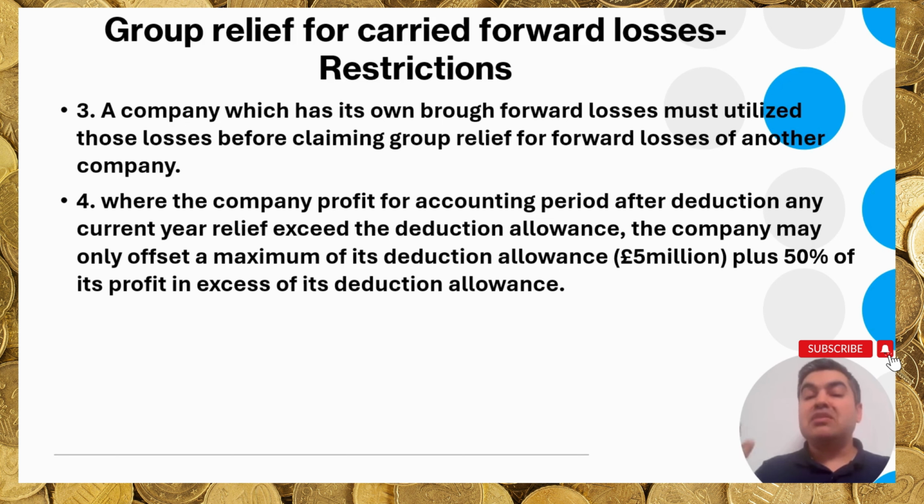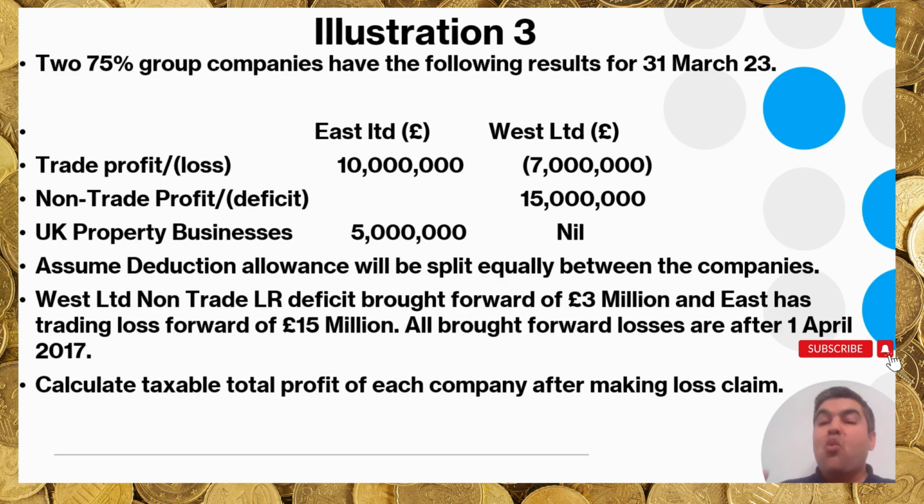You need to remember, so there's a deduction allowance plus 50% of its available profit in excess of the deduction allowance. I will show you with an illustration. Very interesting and super challenging and very hard as well. You need to pay attention.